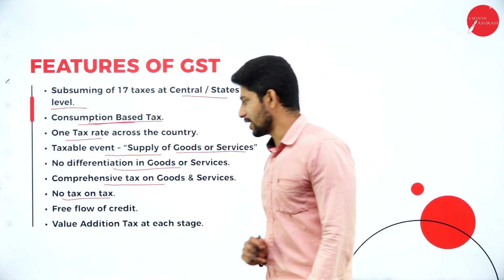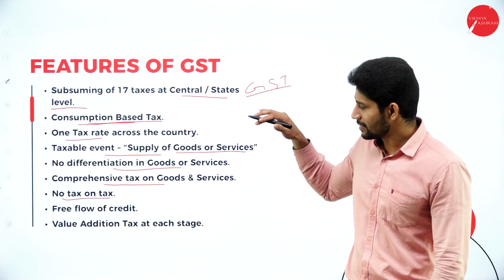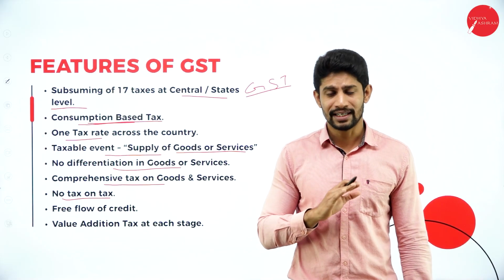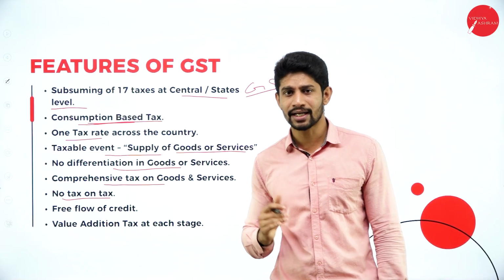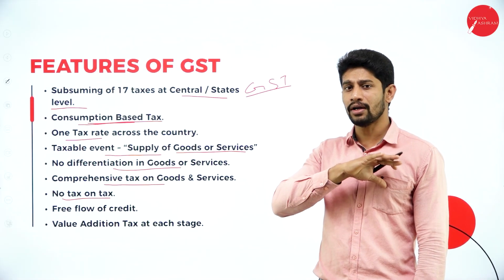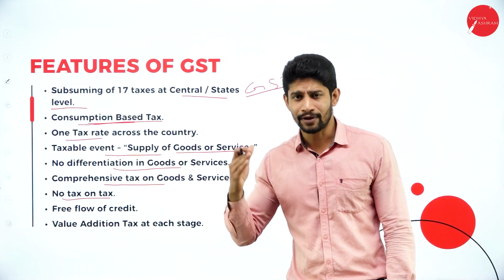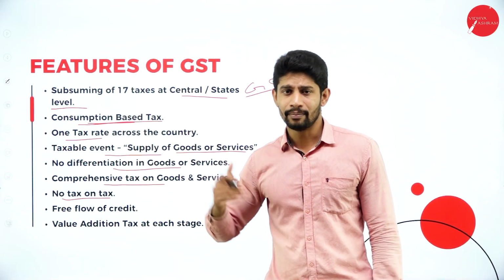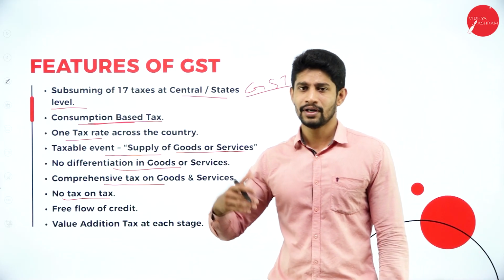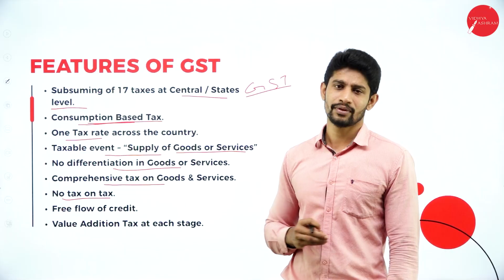Next, no tax on tax. It is like avoiding the cascading effect. So here in GST, there is no tax on tax. We will be collecting the tax only once, not at every stage of transferring the goods from the manufacturer to the buyer or the consumer of the product. Once the tax is paid in one stage of transferring the goods from the manufacturer to the consumer, that is the last tax we are paying.